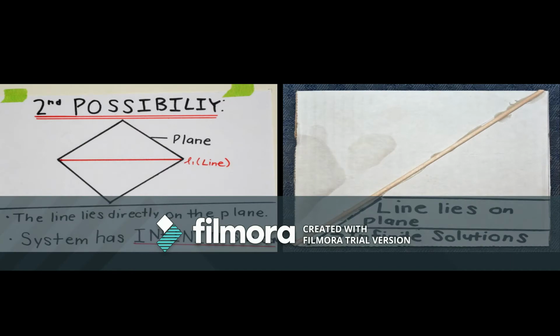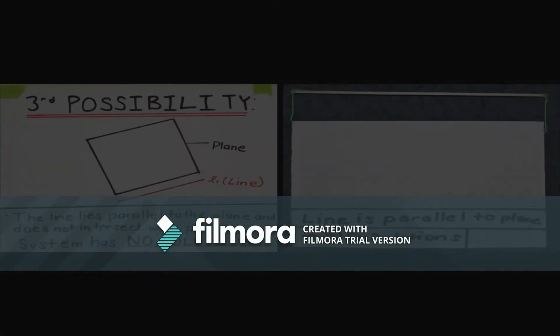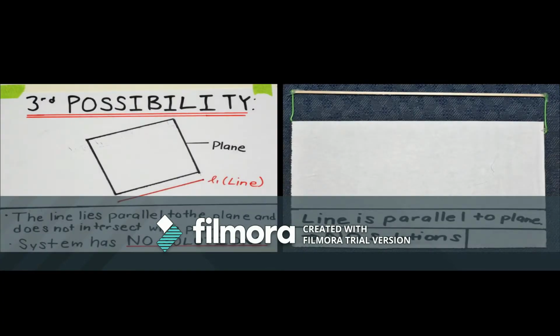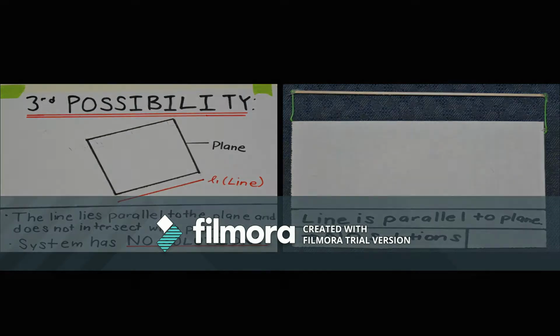one solution. The second possibility is the line lies directly on the plane and the system has an infinite number of solutions since all points of the line intersect with the plane. The third possibility is the line is parallel to the plane, therefore the system has no solution since the line does not intersect with the plane.